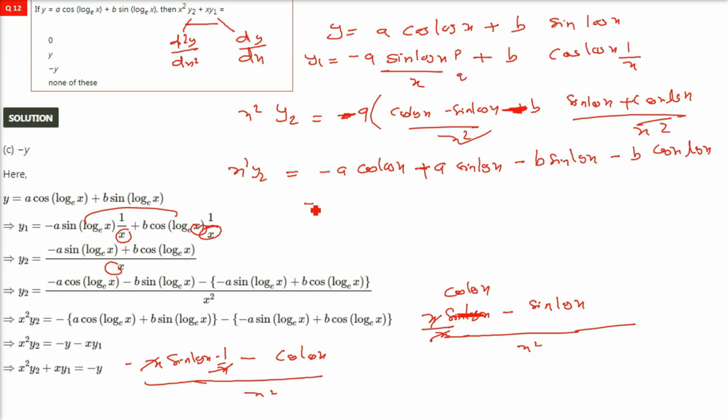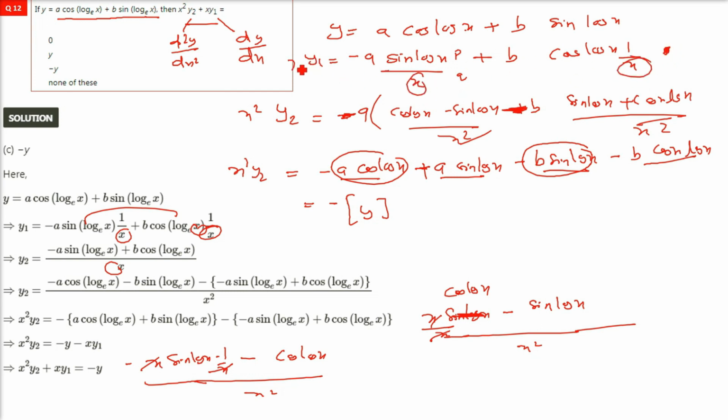Okay. Now a cos log x plus b sin log x is what? A cos log x we already have, and b sin log x. So these two terms you can take negative outside. A cos log x plus b sin log x is y. You can replace it by y. Then we have a sin log x minus b cos log x. But you have already done y1 differentiation of first degree. You have already completed. Remember? So when you differentiate it, it will be minus a sin log x, remember, plus b cos log x.